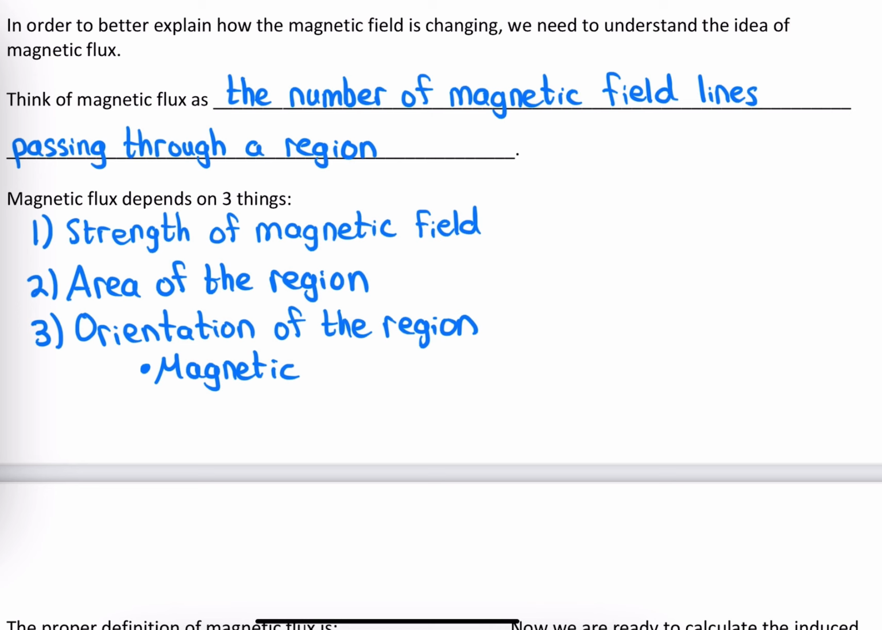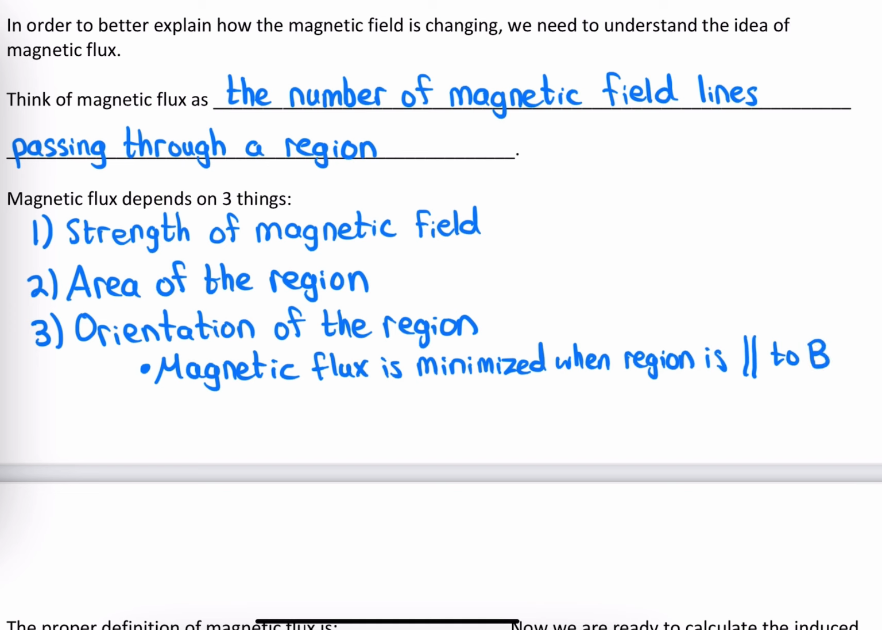Magnetic flux is minimized when the region, the loop in our case, is parallel to the magnetic field.